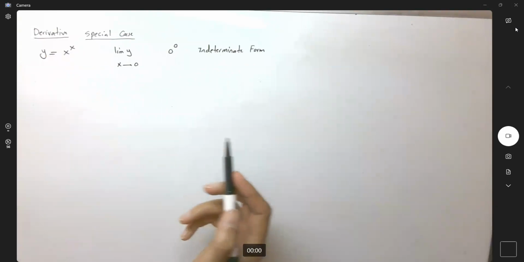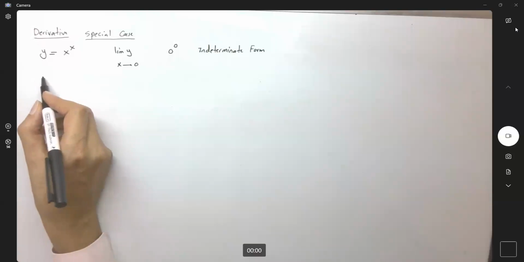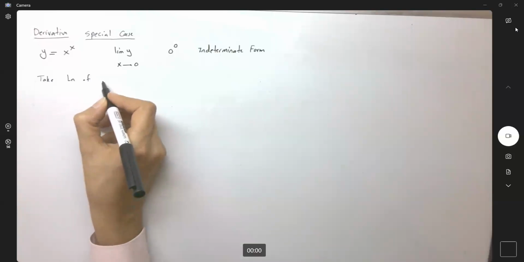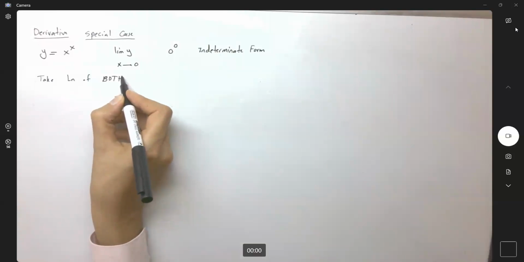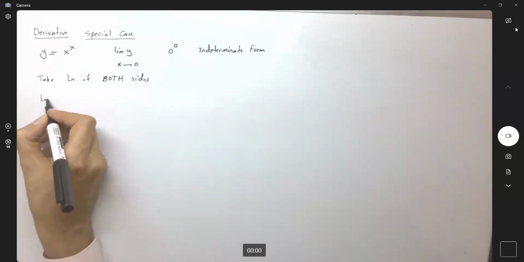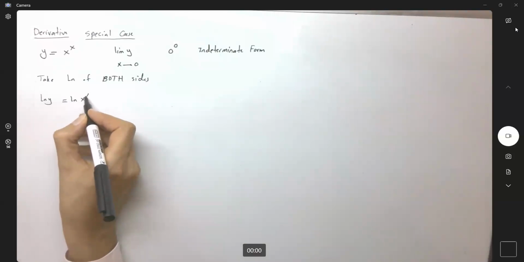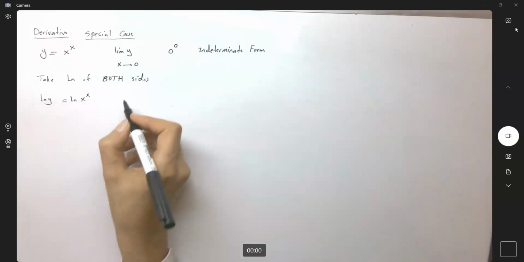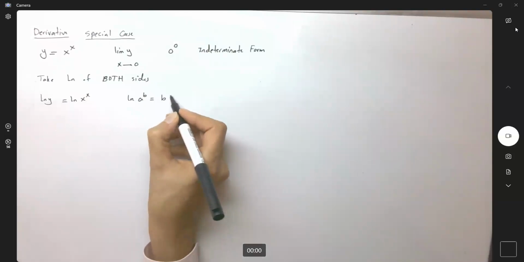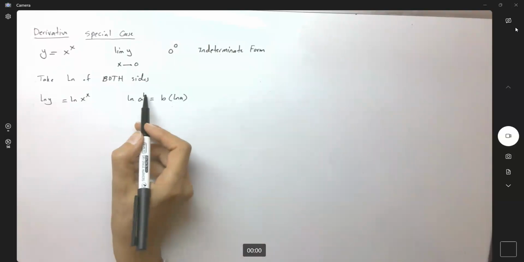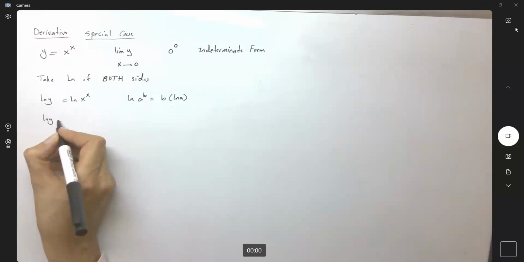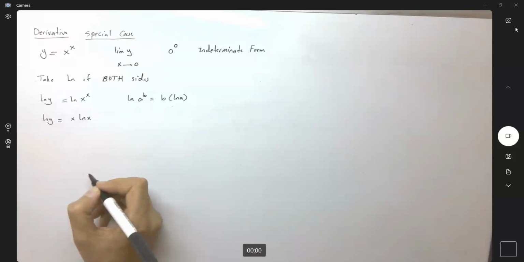So what should we do here? We need to make some adjustments. Take ln of both sides. This is our very first step. So ln of y becomes ln of x to power x. Remember that if you have ln of, for example, a to power b, it is b times ln of a. You can just bring the exponent to the front of ln. So ln of y becomes x ln of x.